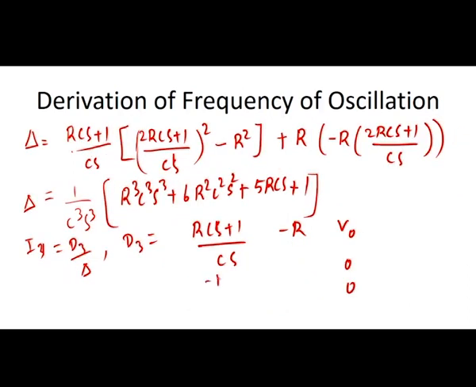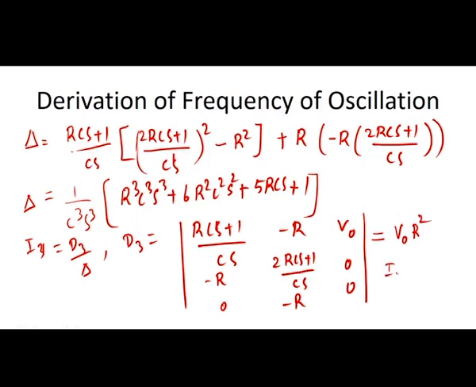So here minus R, here 2R CS plus 1 by CS, here 0, here minus R. So this is our D3. We have just replaced the last column as the output voltage. Now if you calculate D3, you will have 0 here. So first if you take this term, you will get 0, and this term also you will get 0. The final term V0, if you take, then it will be R square. So D3 is V0 R square.